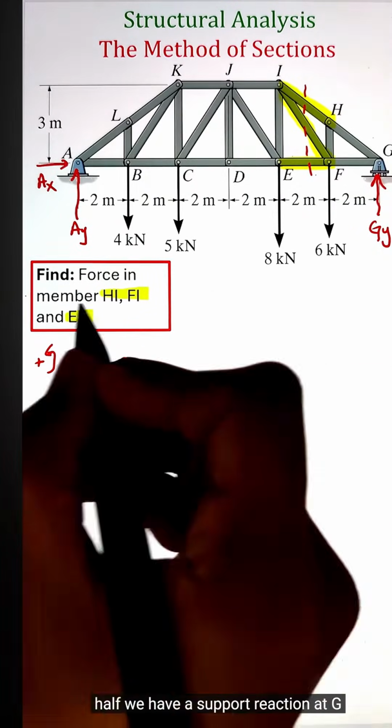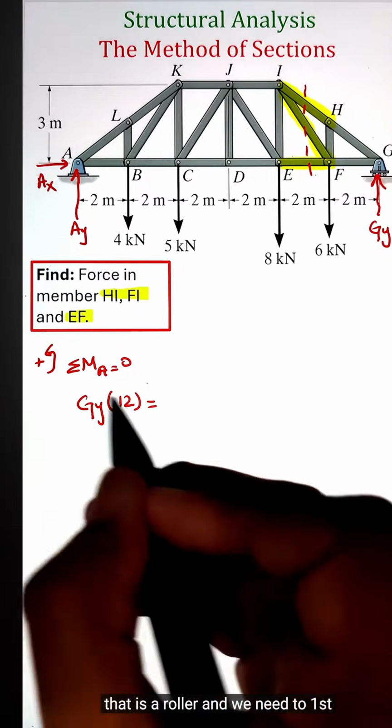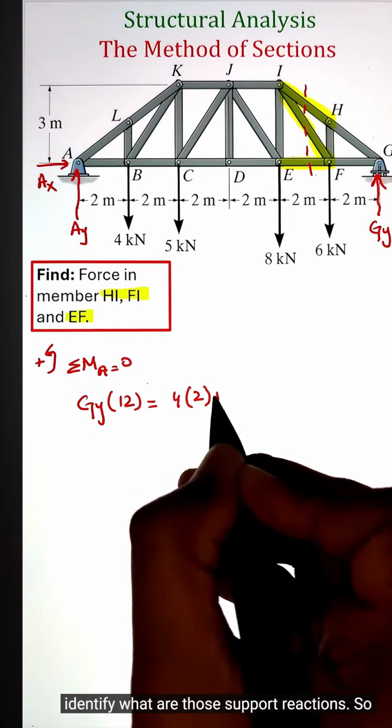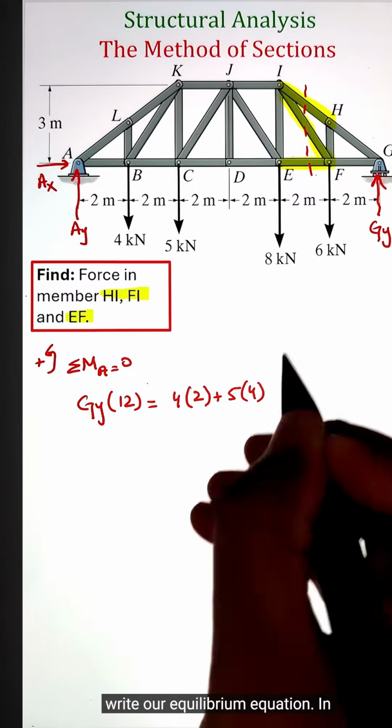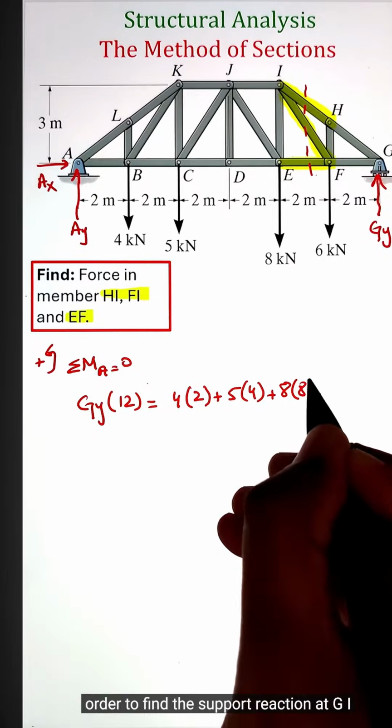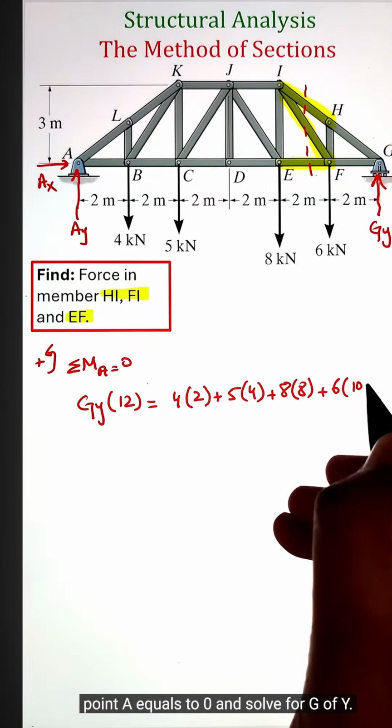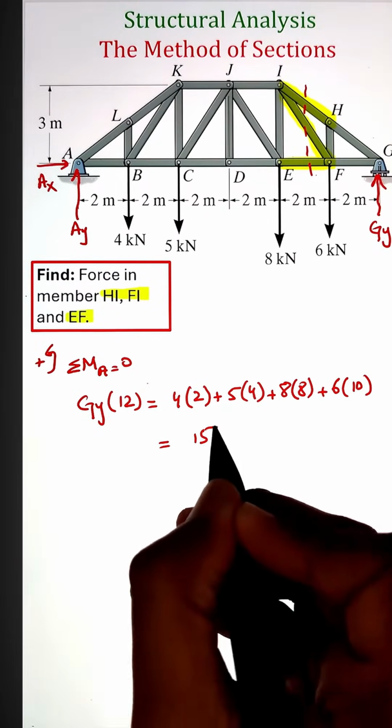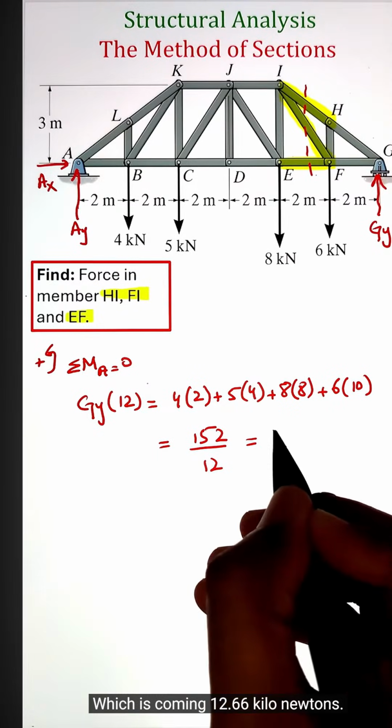Now, along those halves, we have a support reaction at G, that is a roller, and we need to first identify what are those support reactions. So let's consider the whole structure and write our equilibrium equation. In order to find the support reaction at G, I can write the summation of moment at point A equals to 0 and solve for Gy, which is coming 12.66 kilonewtons.